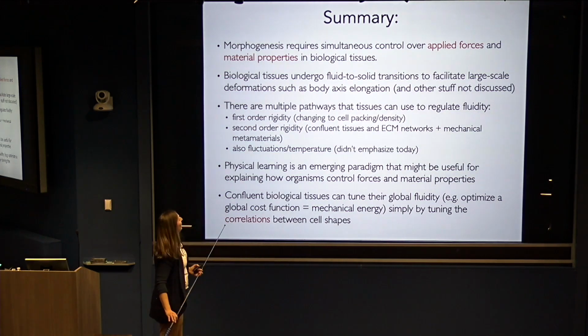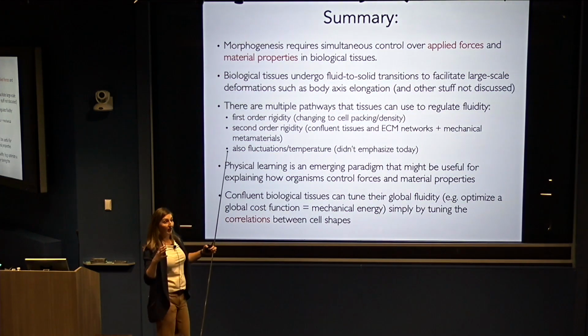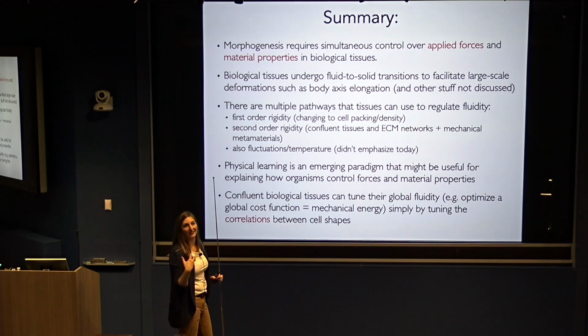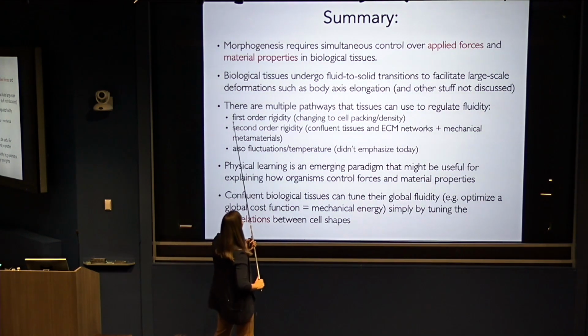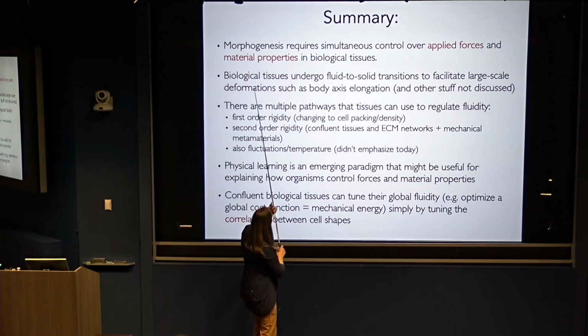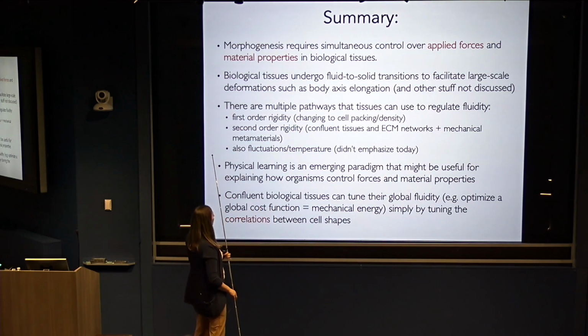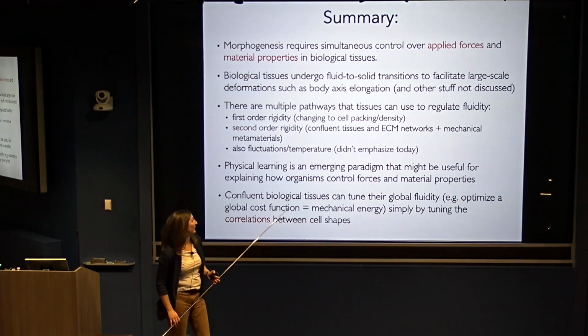Okay, so in summary, morphogenesis requires simultaneous control over applied forces, like that rod that the glassblower has, and material properties, like the heat that the glassblower has to change the viscosity of the fluid. Biological tissues undergo a fluid to solid transition to facilitate these large-scale deformations, such as body axis elongation and a bunch of other stuff I didn't have time to discuss, but it shows up in a lot of different places.